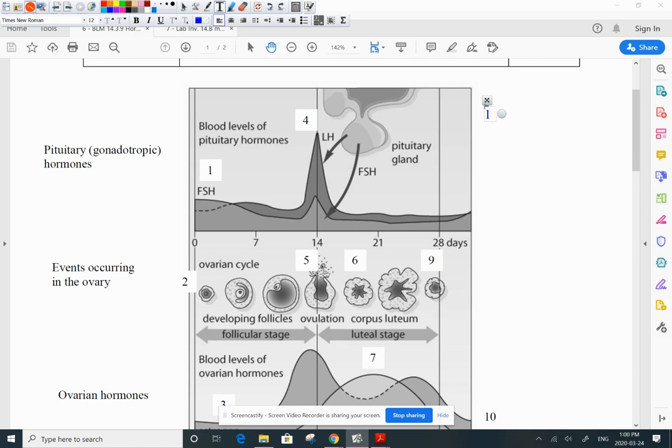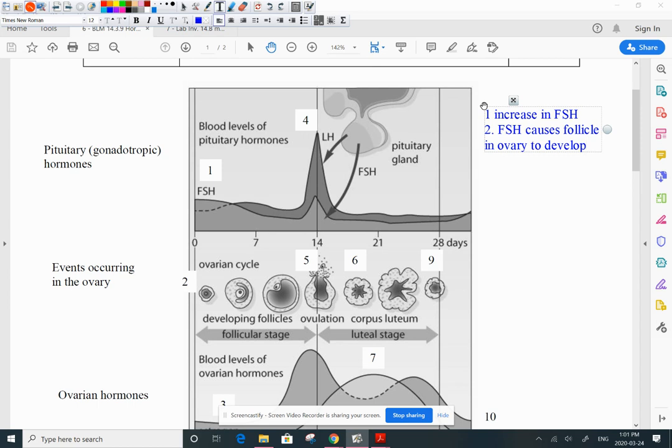Well, the first event that happens is that there's an increase or a rise in the FSH coming from the pituitary. And again, these two hormones from the pituitary, FSH and LH, are the gonadotropic hormones. The second thing that happens is, well, this is FSH, right? And so FSH, the follicle stimulating hormone, causes the follicle, which is the egg and its surrounding cells in the ovary, to start developing.